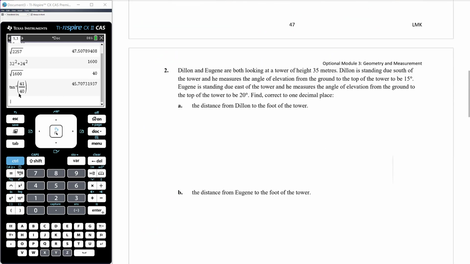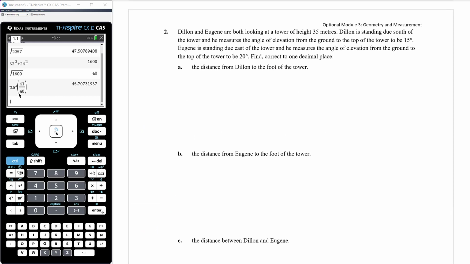Okay, example 2. Dylan and Eugene are both looking at a tower of height 35 metres. Dylan is standing due south of the tower, and he measures the angle of elevation from the ground to the top of the tower to be 15 degrees. Eugene is standing due east of the tower, and he measures the angle of elevation from the ground to the top of the tower to be 20 degrees. Find correct to 1 decimal place.